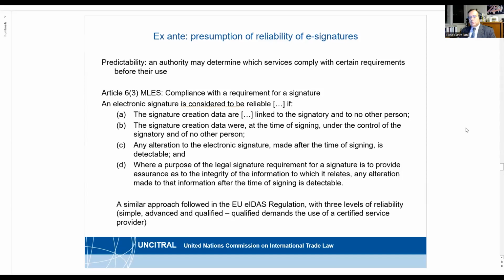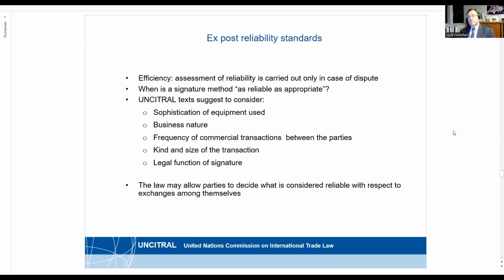A similar approach to this ex-ante can be found in the EU eIDAS Regulation, but actually both the Model Law on Electronic Signatures and the eIDAS Regulation have both ex-ante, but also residually the ex-post, which is the one that takes place only in case of actual dispute and after the use.